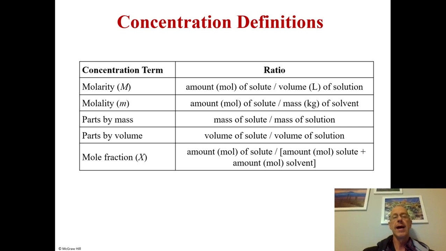Next, we have the parts by mass. And this would be like the mass percent we learned back in Gen Chem 1, the mass of solute divided by mass of solution. Now, to have a mass percent, you need to multiply that value times 100. You can convert that to parts per thousand by multiplying it by 10 to the third. You can convert it to parts per million by multiplying it by 10 to the sixth. Or you can convert it to parts per billion by multiplying by 10 to the ninth.